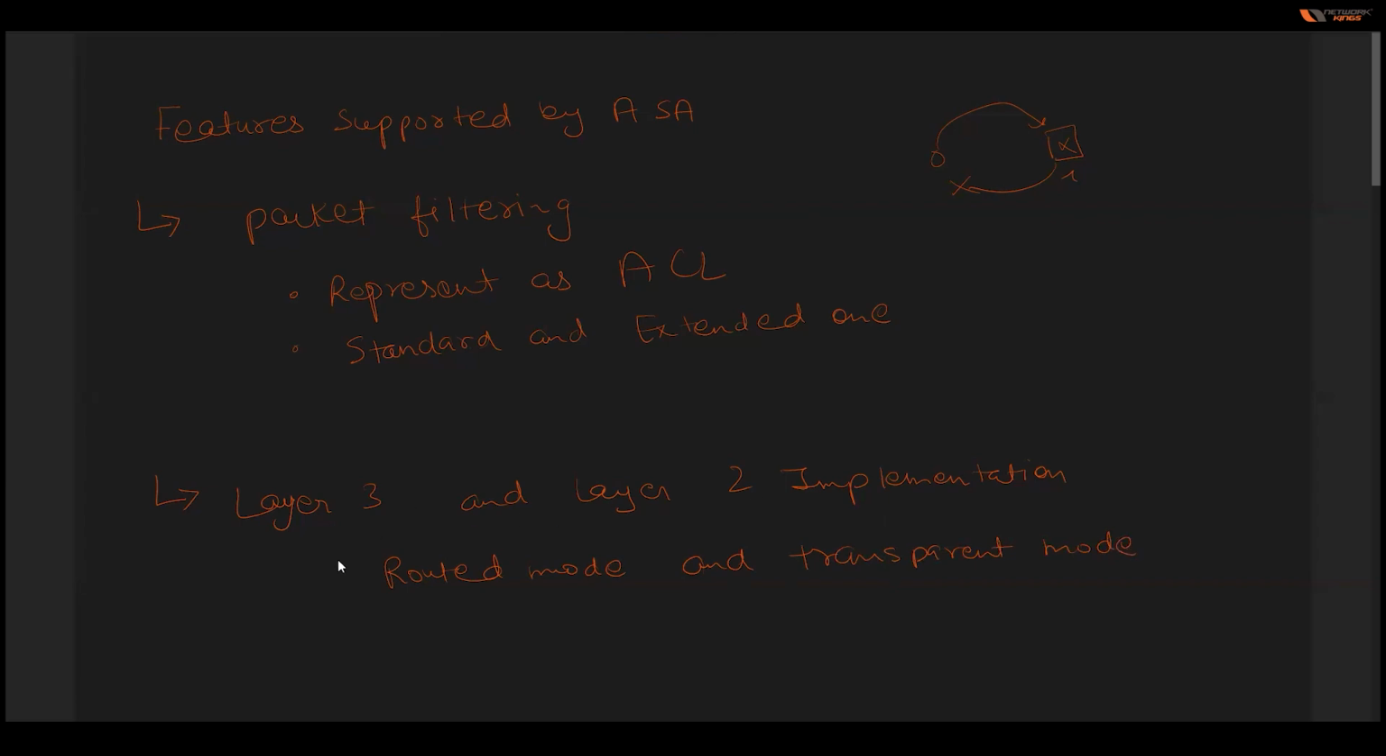If I talk about layer 3, that depends on IP address. Layer 2 depends on MAC address. So this ASA firewall will be deployed for both layer 3 and layer 2. We'll talk about this once we do the lab.